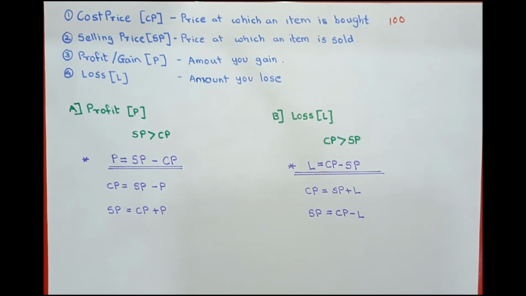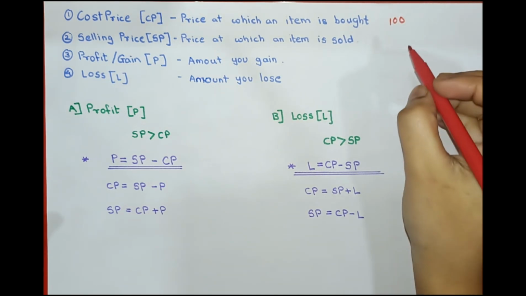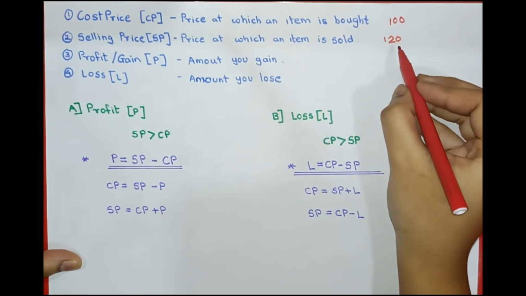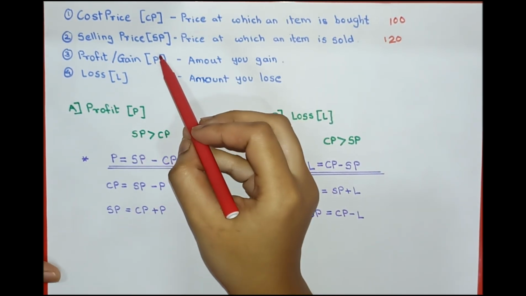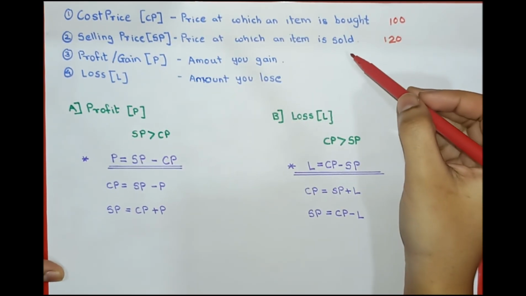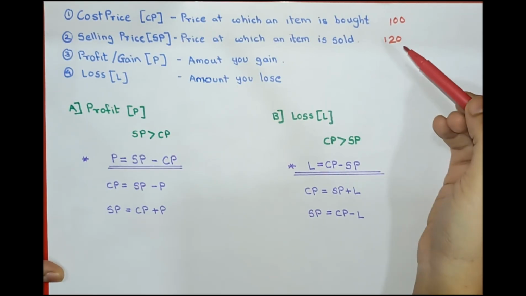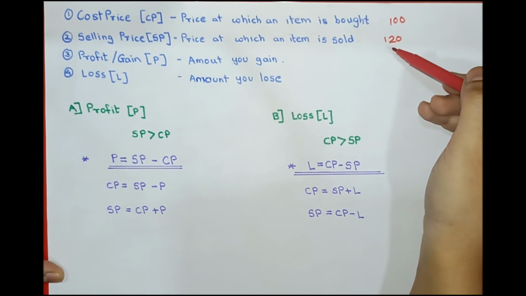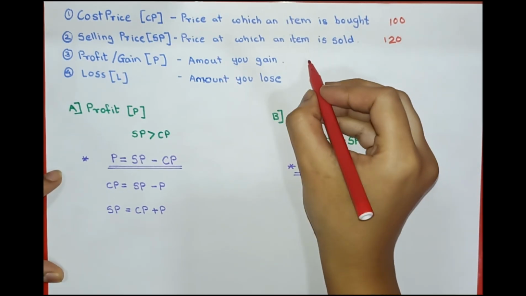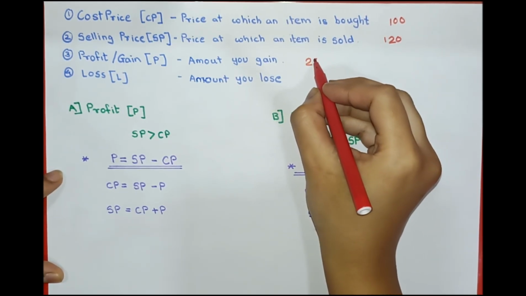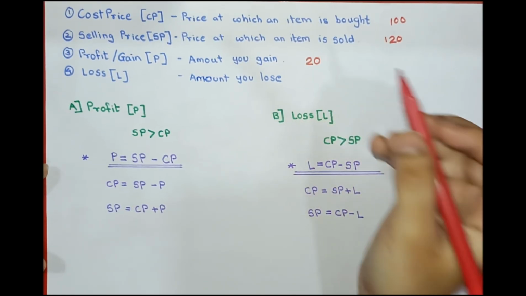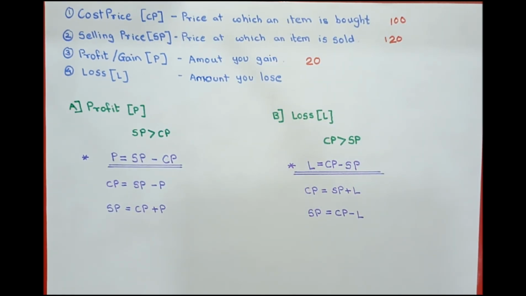Now you come back to your shop and sell the book to the customer at rupees 120. This 120 is nothing but the selling price, which is the price at which the item is sold. Now you can clearly see that you bought it for 100 rupees and you sold it for 120 rupees, which means you gain this 20 rupees, which is nothing but your profit. So profit is the amount you gain.